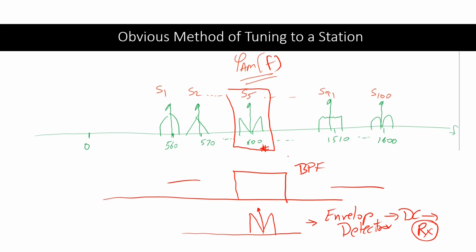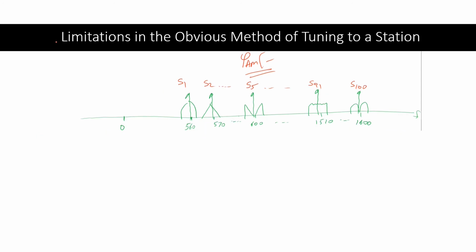So this is an obvious method: use a band pass filter around 600 kilohertz, with a bandwidth of 10 kilohertz. So this would start from roughly 595 and go to 605. So this band pass filter has a bandwidth of 10 kilohertz and a carrier frequency of 600 kilohertz. This solution looks very promising, but there are certain limitations which restrict us from using this kind of a filter.